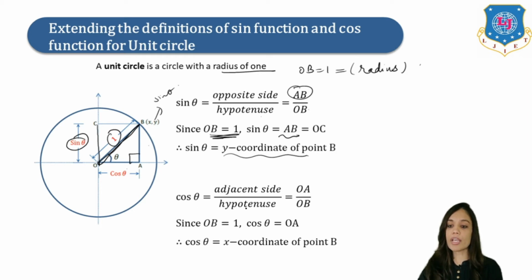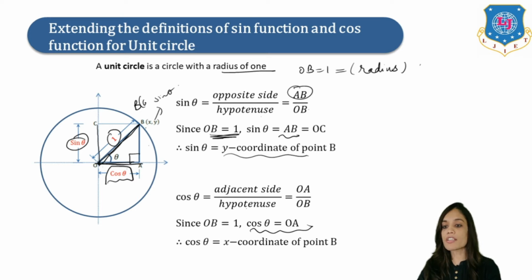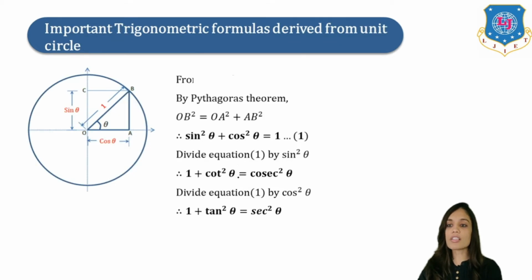Now cos theta is what? Adjacent side upon hypotenuse. That will be what? OA upon OB. But OB is the radius and which is equal to 1. So finally our cos theta is what? OA. And so we can denote this as our OA and it is cos theta. Fine. So cos theta is known as the x coordinate of point B. So finally B can be written as cos theta comma sine theta. So x is cos theta and y is what? Sine theta.